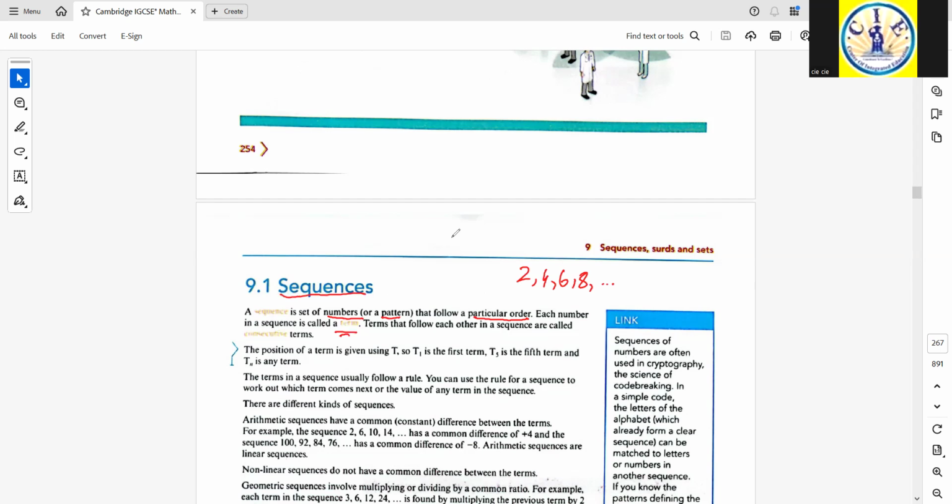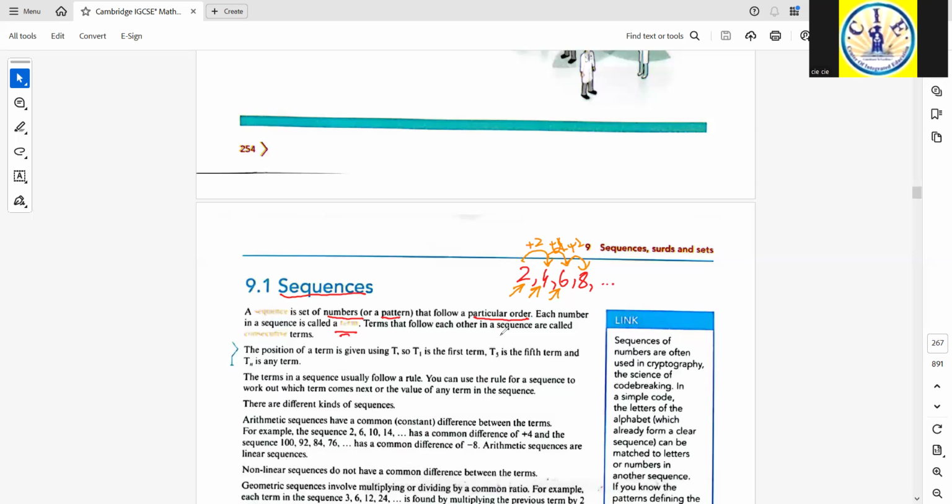as we can see that if you add 2 to the previous number, you get the next term of this sequence. Again, to 4, you add 2, you can have the next term 6. Again, by adding 2, you get 8, and so on. So each of these numbers, 2, 4, 6, 8, these are called the terms of the sequence.